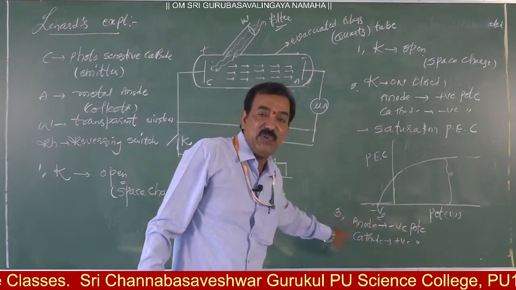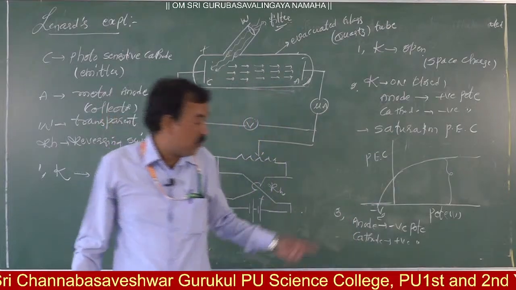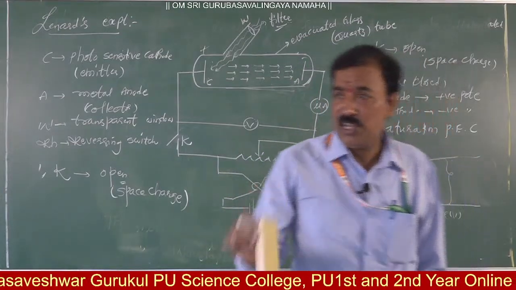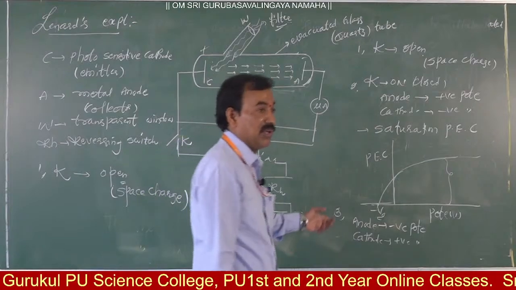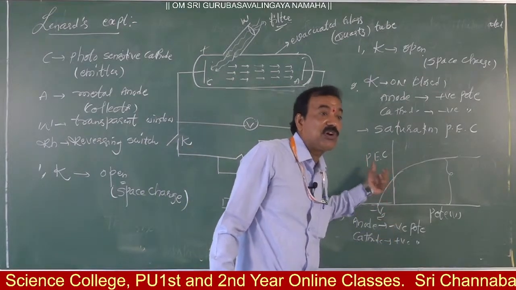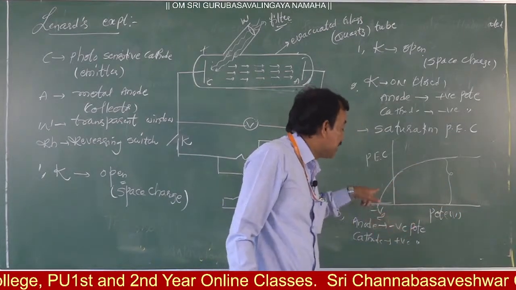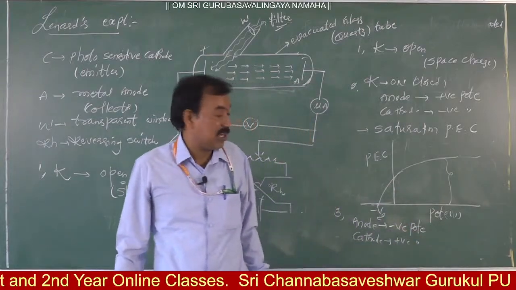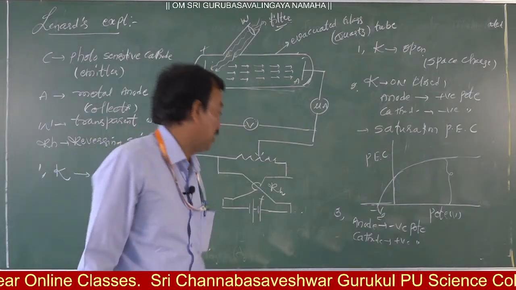So once again, the definition of the negative potential or retarding potential: the potential of the anode is decreased until the photoelectric current becomes zero. That is known as the negative potential. This negative potential again gives the maximum kinetic energy.